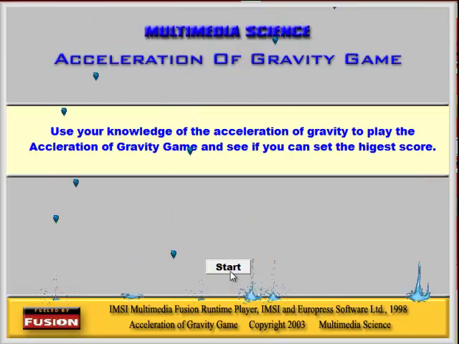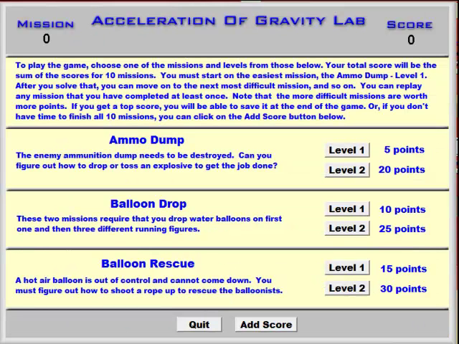So let's start the game. There are 6 problems. Students will get 10 chances or 10 missions to solve the problems. Here, the problems can all be chosen, but in the actual game, they will have to start at level 1, and then after they solve level 1, move up to level 1 of the next mission, and so on. The problems are set up so that each of these 3 different types of problems use a different motion equation.